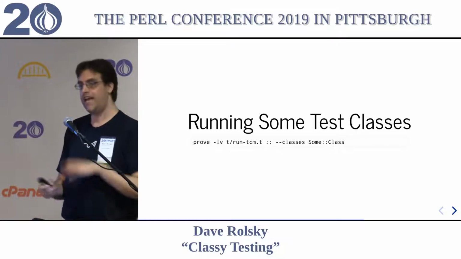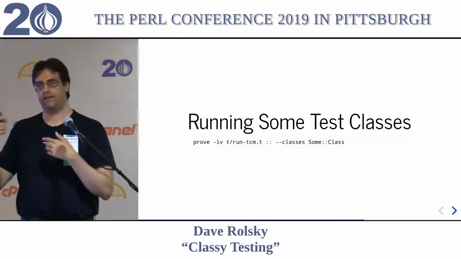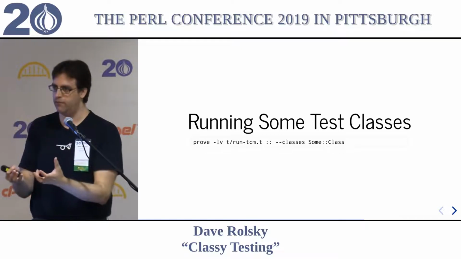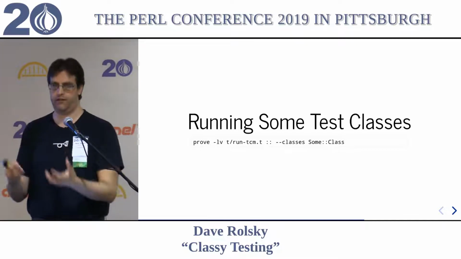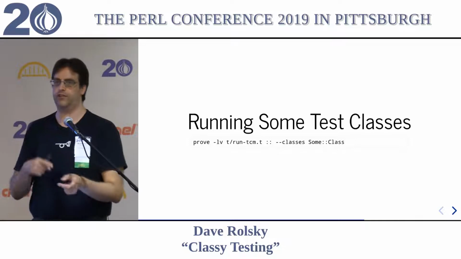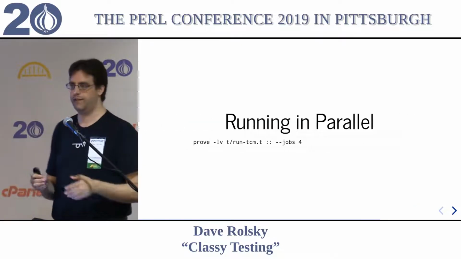That's an option. In addition to passing a class name, you can also pass a path to a test class's .pm file, or multiples of those, and it does the right thing. It says, oh, you gave me this file, okay, I know which class this belongs to, I'll just run that one. So that's pretty nice.